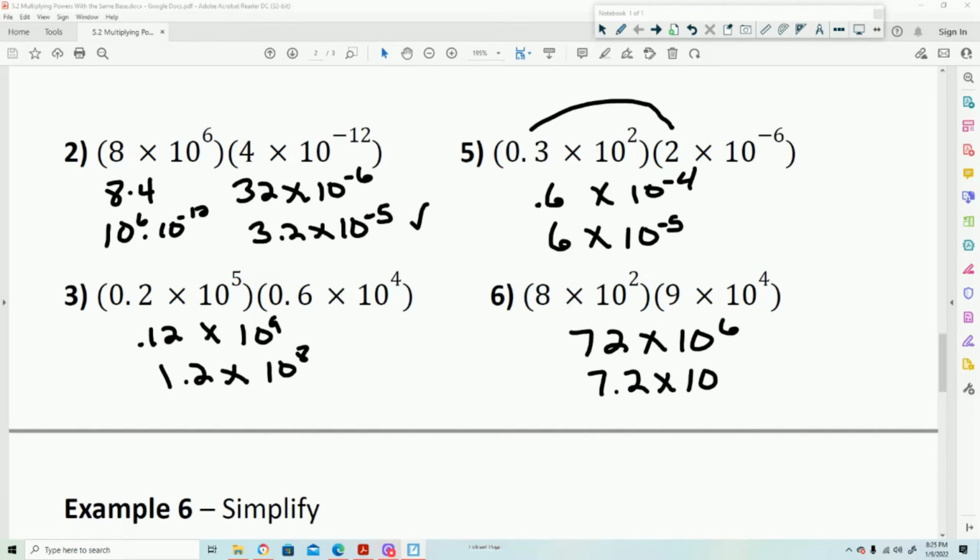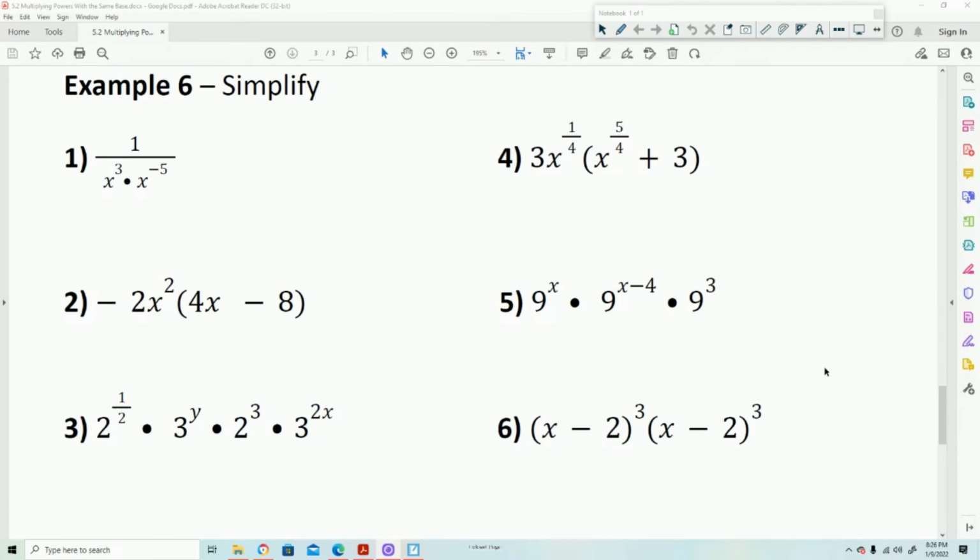So to balance this out, I've got to make that bigger, larger. So I move that one place this way. I move that up 1. That makes it 7. So 7.2 times 10 to the 7th. And that rounds out our scientific notation section. This is our last set.